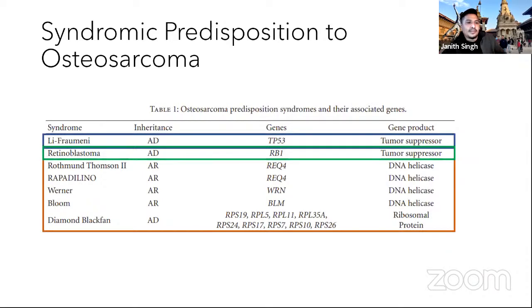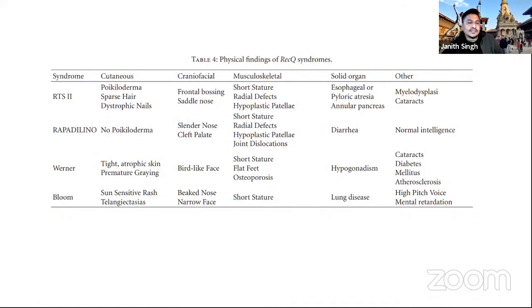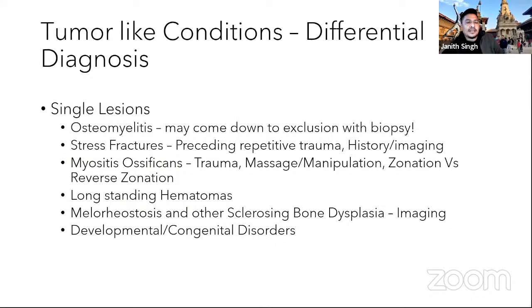Broadly, there are Li-Fraumeni, retinoblastoma, and five different syndromes in which there are RECQL4 mutations. So they all have their own clinical features. They're pretty rare, but if you're interested in oncology, you should know. And I won't go into this.